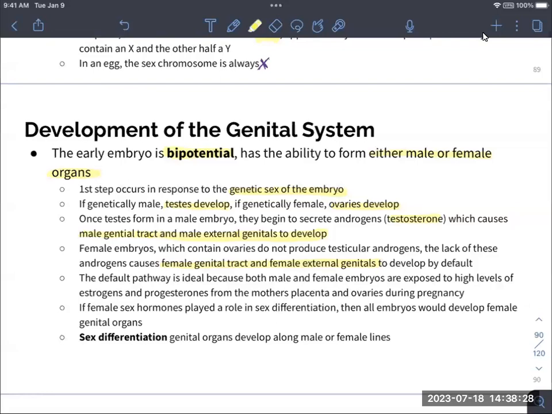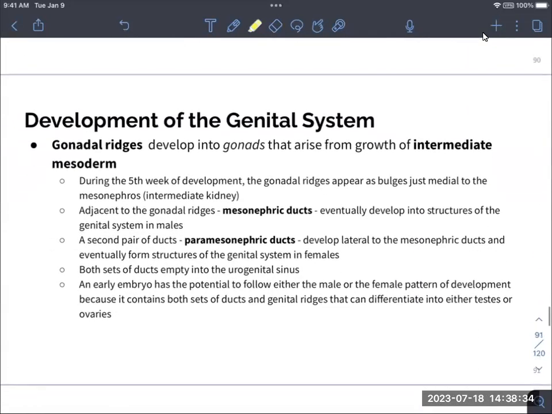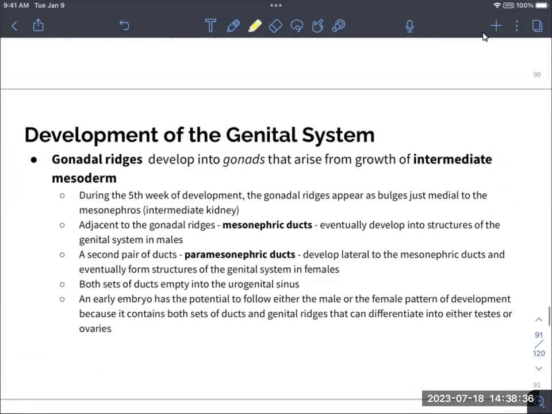Sex differentiation is where the genital organs develop along male or female lines specifically. This is where we have the gonadal ridges, which develop into the gonads, the testes or the ovaries, and this comes from the mesoderm. During the 5th week of development, these gonadal ridges start to develop.